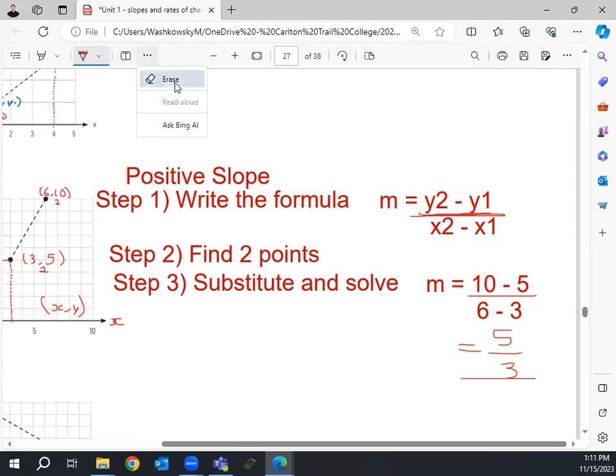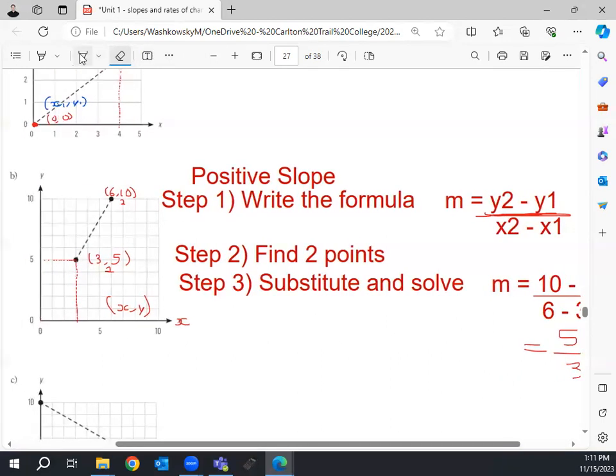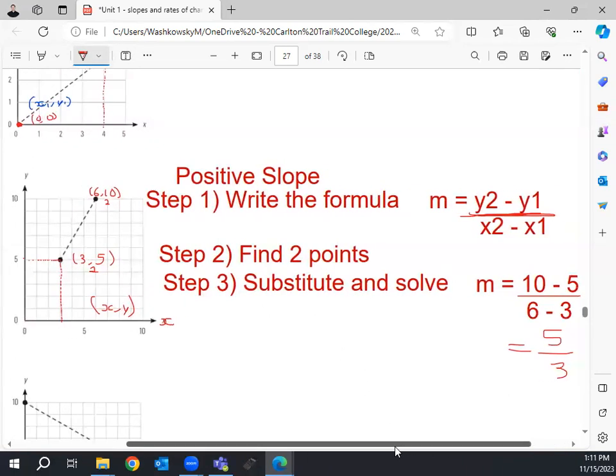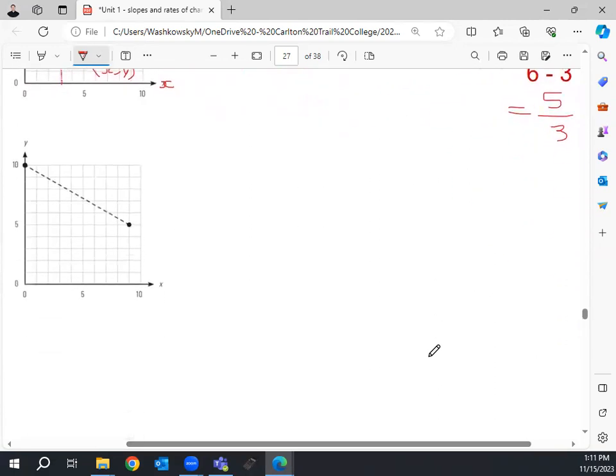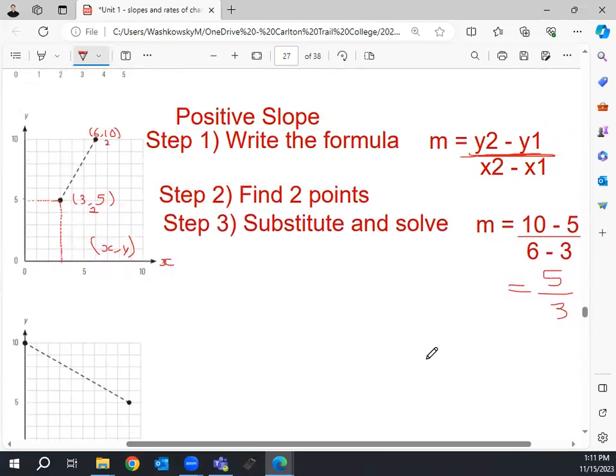Let me just actually erase this line. And a quick check, did I do it right? For every 5 it goes up, this point's going up 5. I'm going to go up 5, I'm going to go across 3. Yep, there's one of my points I used. So I know it's correct. I can see it's a positive slope. I don't have a negative in my M equals something, so we're good to go. Okay, so everyone have that down?